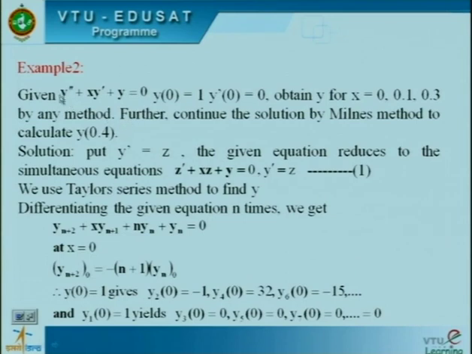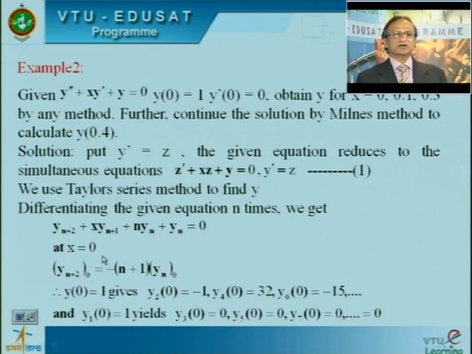By using Leibniz formula, it can be differentiated n times and finally, after simplification, I can obtain this equation: y(n+2) plus x into y(n+1) plus n into y(n) plus y(n) is equal to 0 at x is equal to 0. So, this can be simplified to obtain this equation.